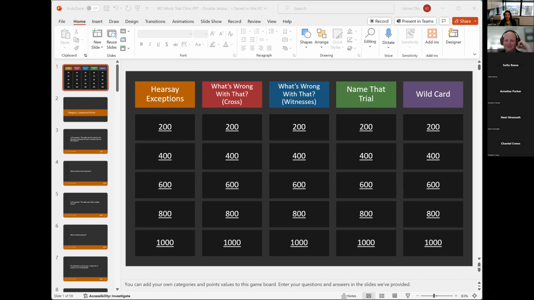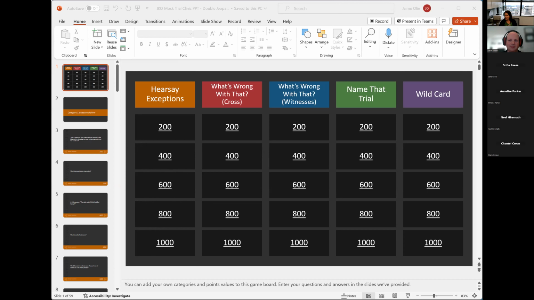So Kevin, who do you want to pick the first clue? Actually, let me go through the categories and then we'll talk about that. Yeah. So the first category is everybody's favorite, which are hearsay exceptions. So you'll see a Q&A here, and you're going to say what exception to the hearsay rule you would use to try to get that question in.